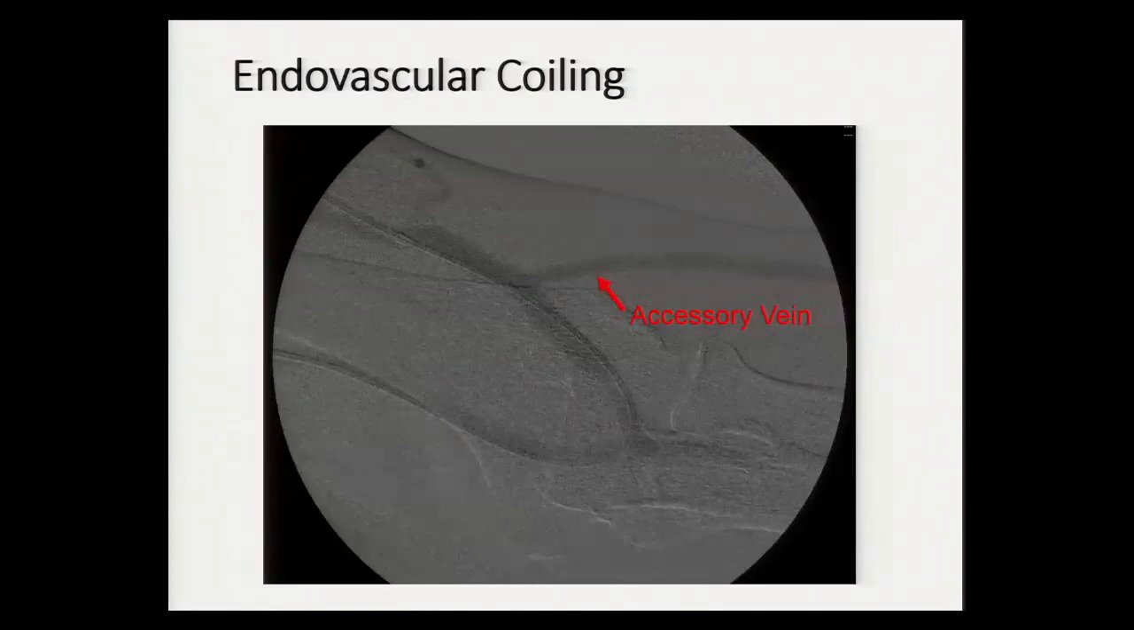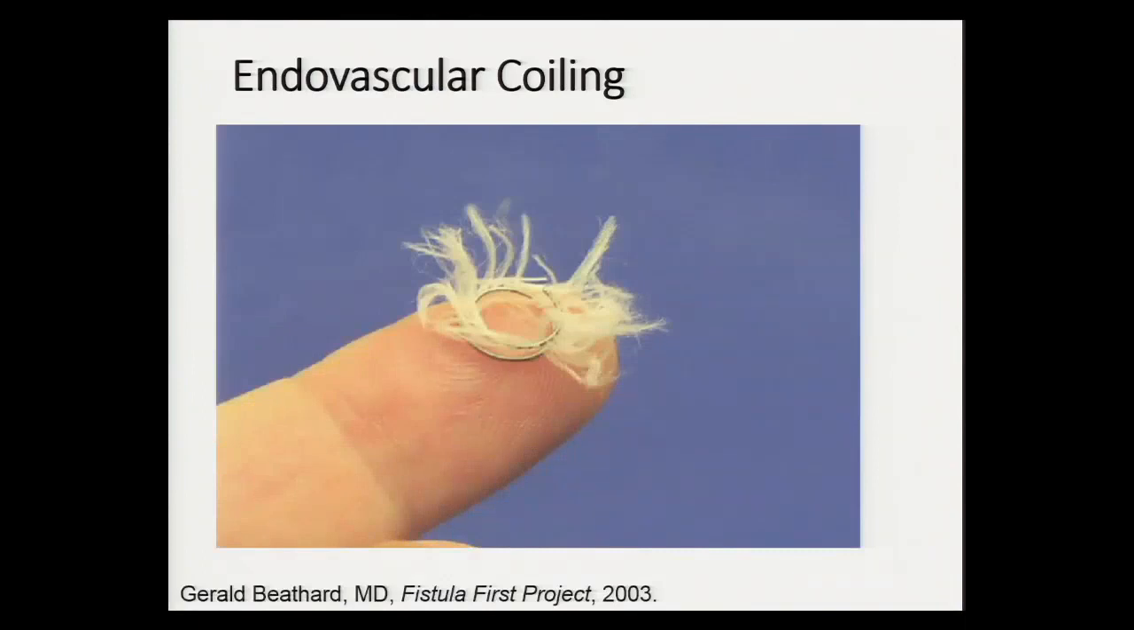This is an example of accessory vein. This is a brachial to cephalic fistula in the upper arm, and there's a large vein that goes down. So this main vein does not get enough flow. So this vein can be ligated percutaneously, or it can be coiled with an endovascular coil.